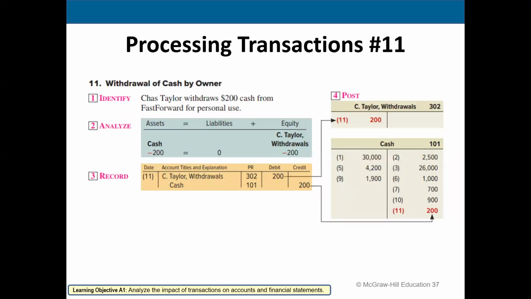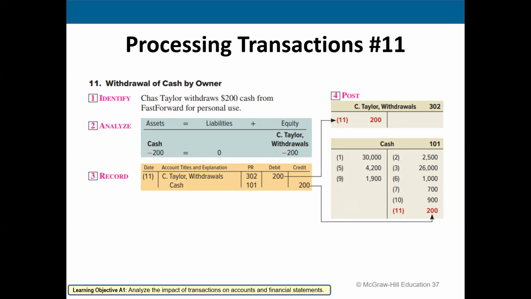Finally, our 11th transaction, the owner takes $200 out of the business. And so that's going to be a reduction to our cash: a decrease to our cash of $200 and a decrease to our equity in the form of an owner withdrawal. This is where it's confusing. We would say that that owner withdrawal is increasing, meaning before we had $0 in owner withdrawals, and now we have $200 in owner withdrawals.